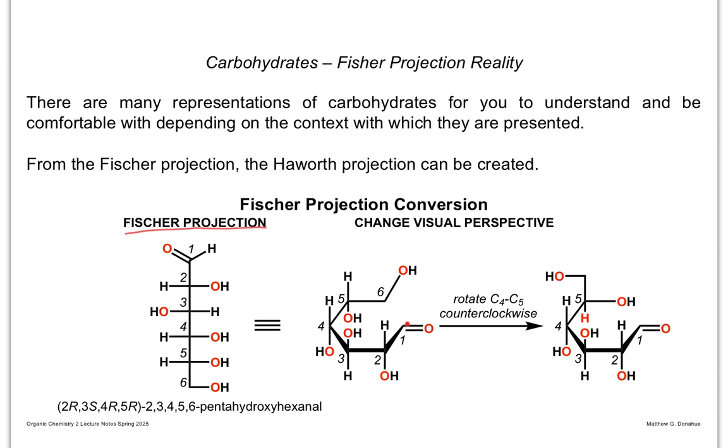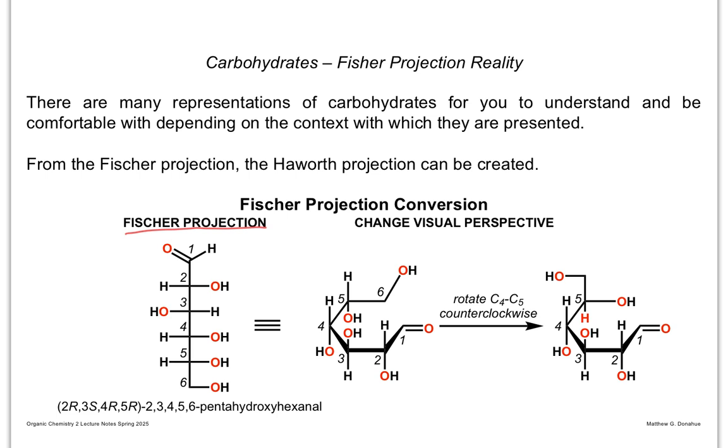So what we're doing is just changing our perspective of the Fischer projection. There's carbon 1, there's the backbone, and there's carbon 6. So this carbon here actually sits right behind carbon 1, so there's pretty good proximity. And this is going to lead us into how these things cyclize and what the name of those sorts of drawings is.